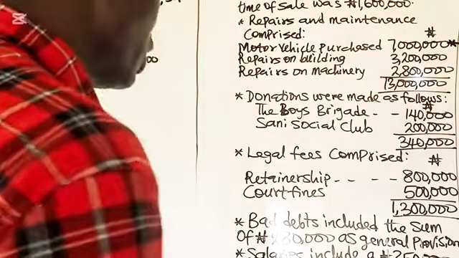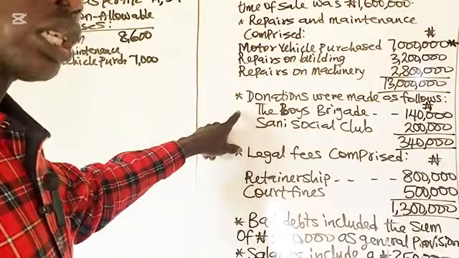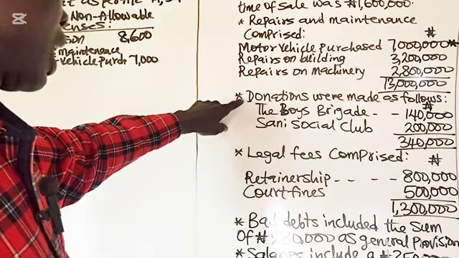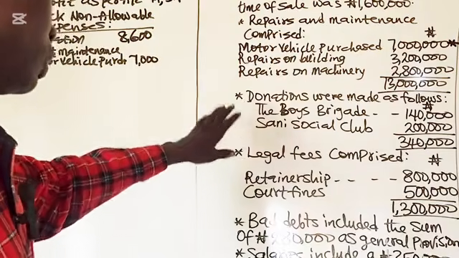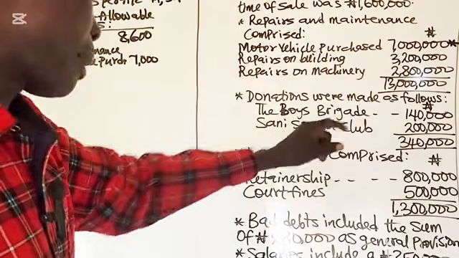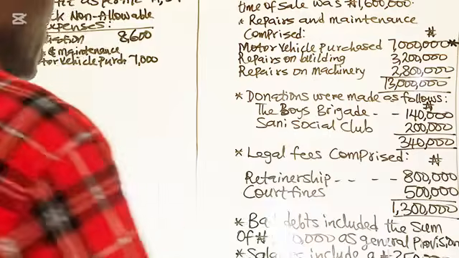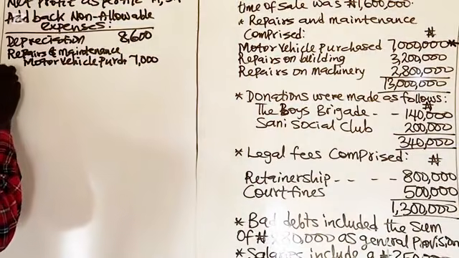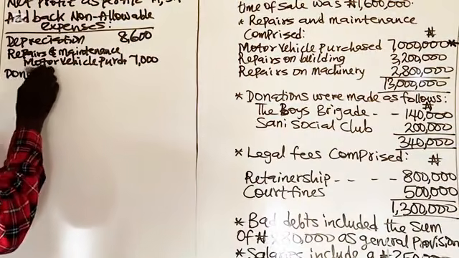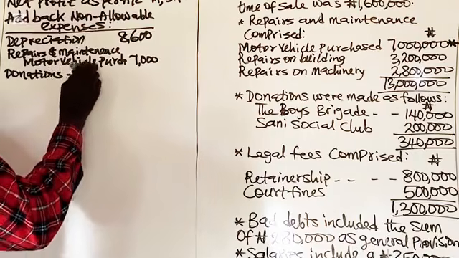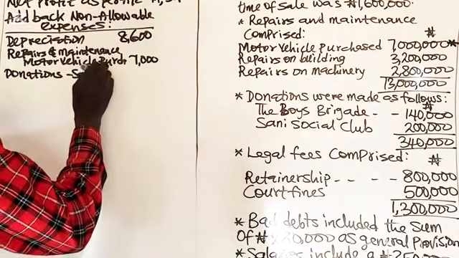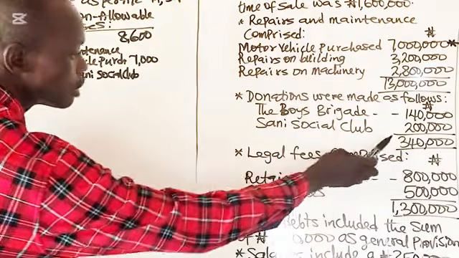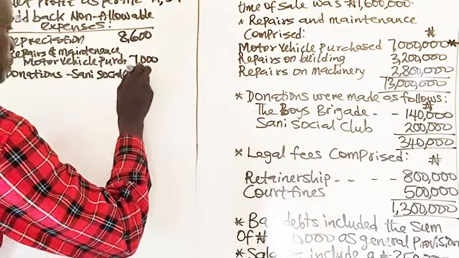If you want to go through the list of the approved bodies to which donations can be made, you can go through the advanced tax study text under adjusted profit. You have or check out the list of the approved bodies upon which donations can be made. We have Sani Social Club, 200,000. Donations to Sunny Social Club, and that amounted to 200,000.